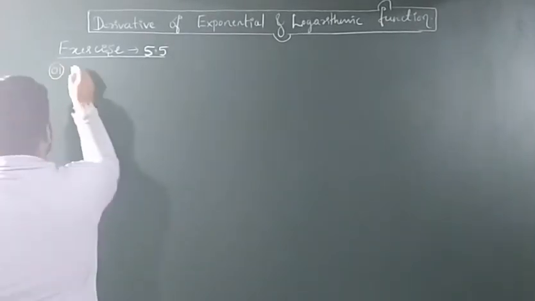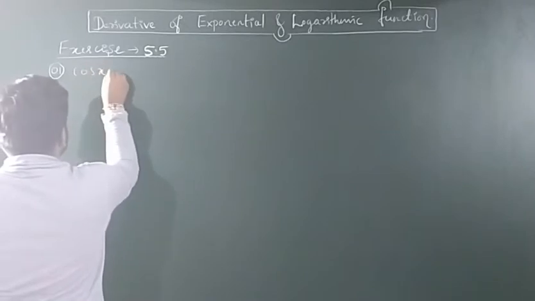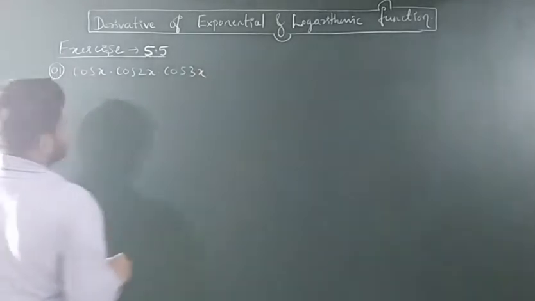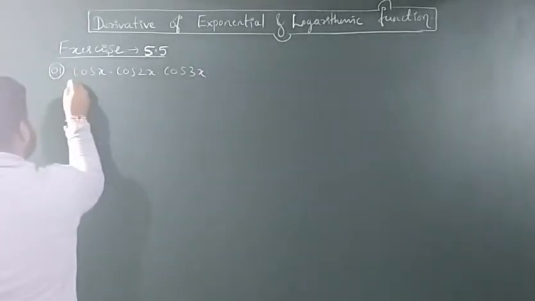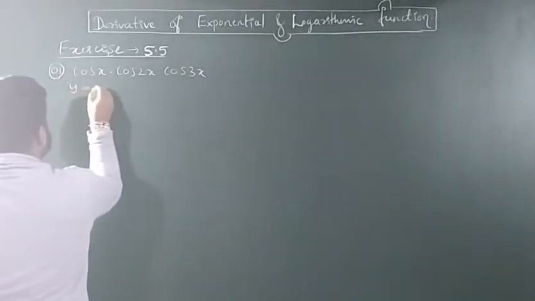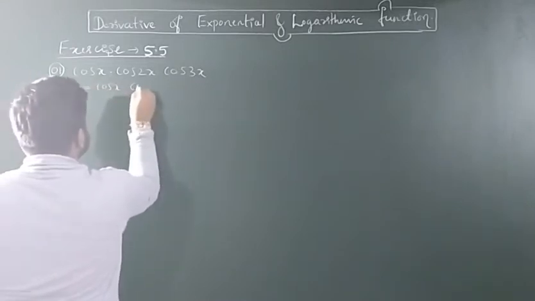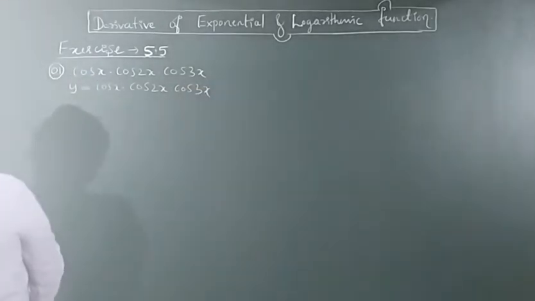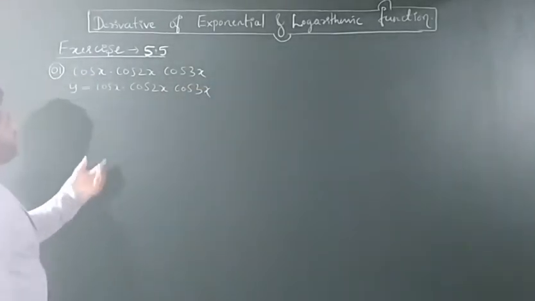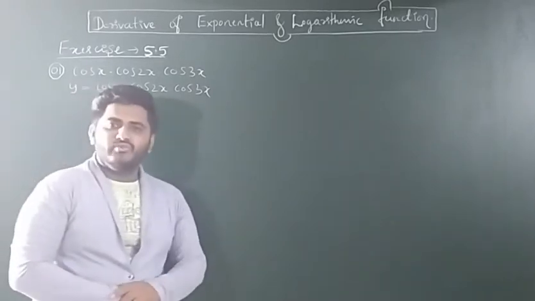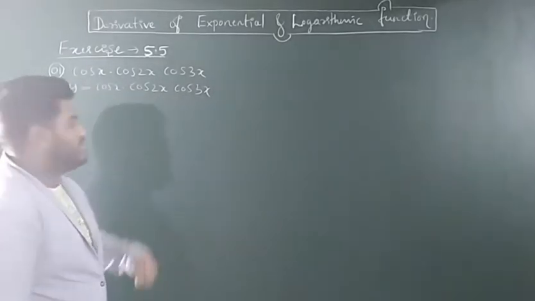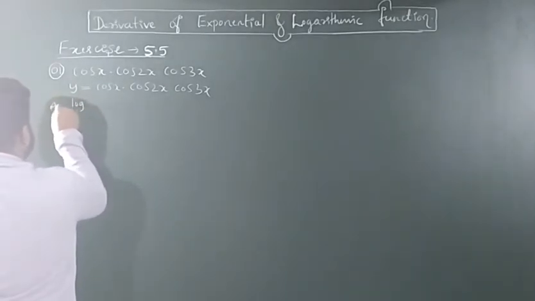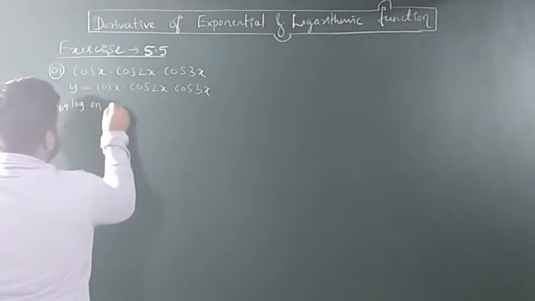they have given us cos x into cos 2x into cos 3x. Whatever the given function is, take that as y equal to cos x into cos 2x into cos 3x. Now whenever more than two functions come, what you should do is apply log on both sides, so that it is very simple. So applying log on both sides.